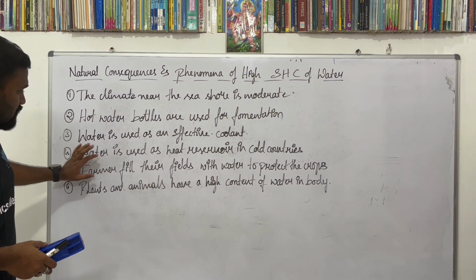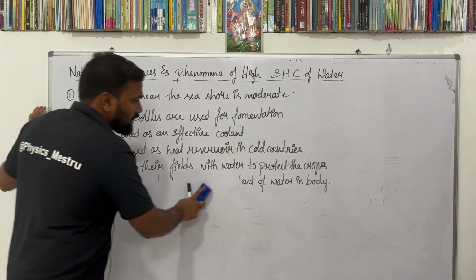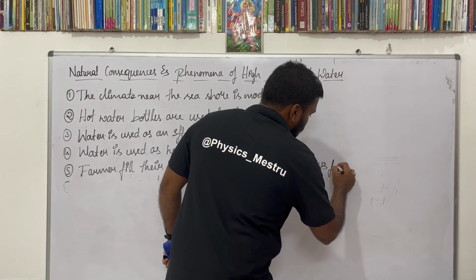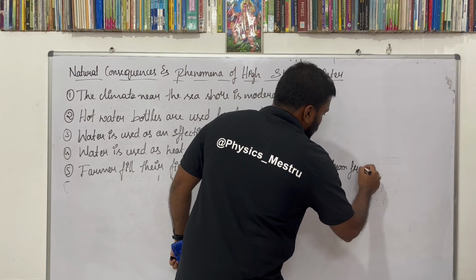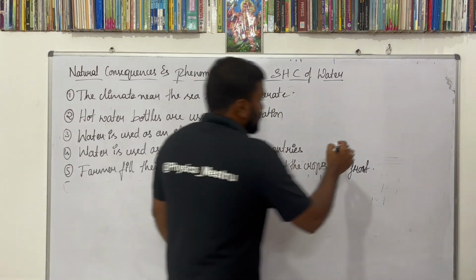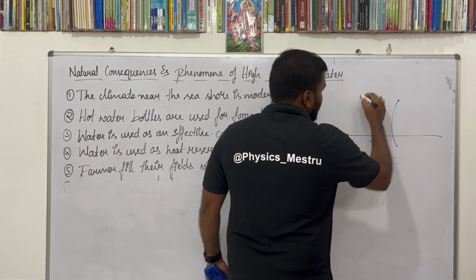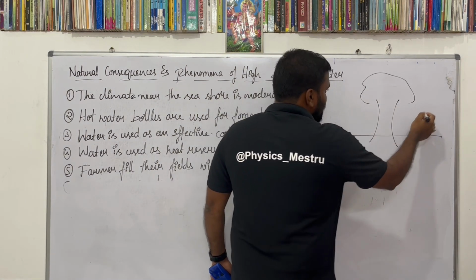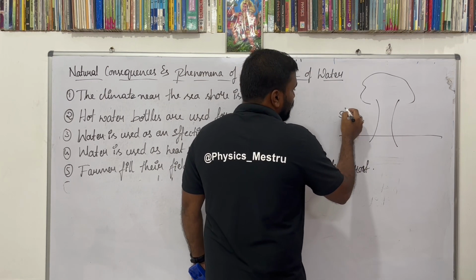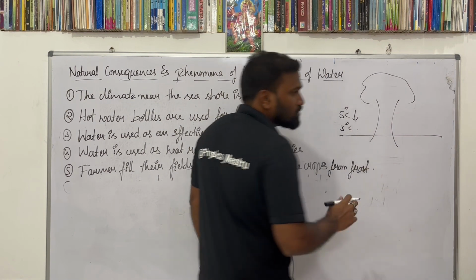Next one: farmers fill their field with water to protect the crops. There is a condition called frost. The concept is very interesting, so try to understand. This is the farmland, and there is one tree here. Consider the atmospheric temperature going low, for example 5 degrees Celsius, and it is decreasing to 3 degrees Celsius, or it may go up to 0 degrees Celsius.